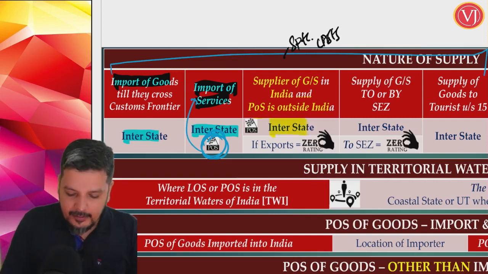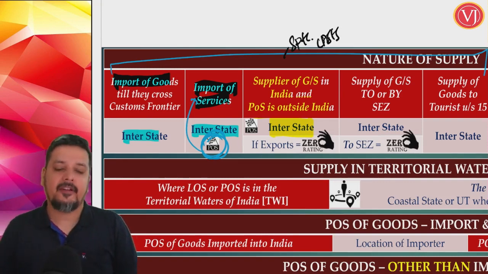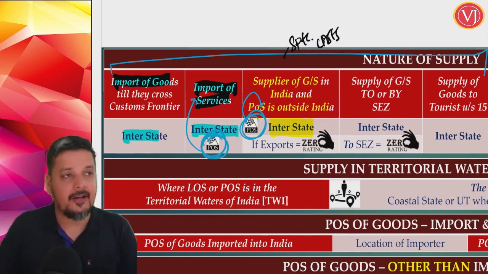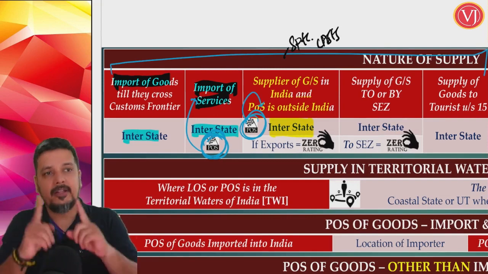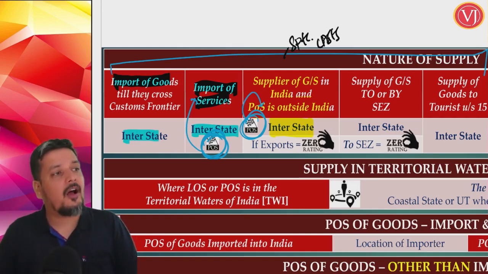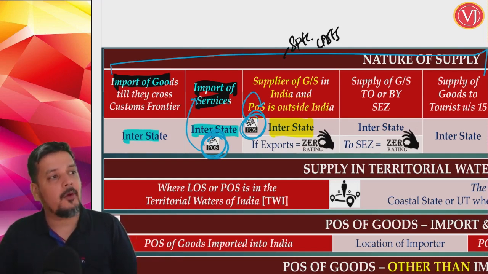But again, understand. Here I am required to find out the place of supply. Only when you find out the place of supply are the two conditions satisfied: supplier is in India, place of supply is outside India. You got that? So here I have to find out the place of supply, because LOS India, POS outside India, it is interstate.